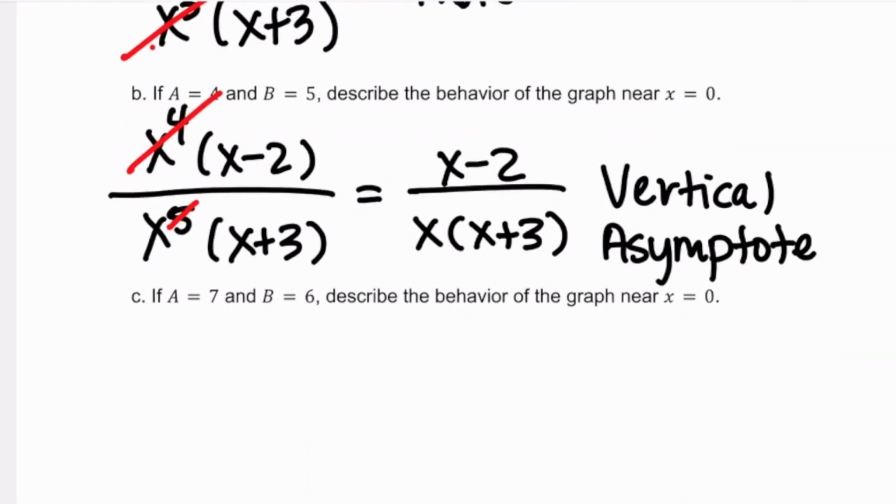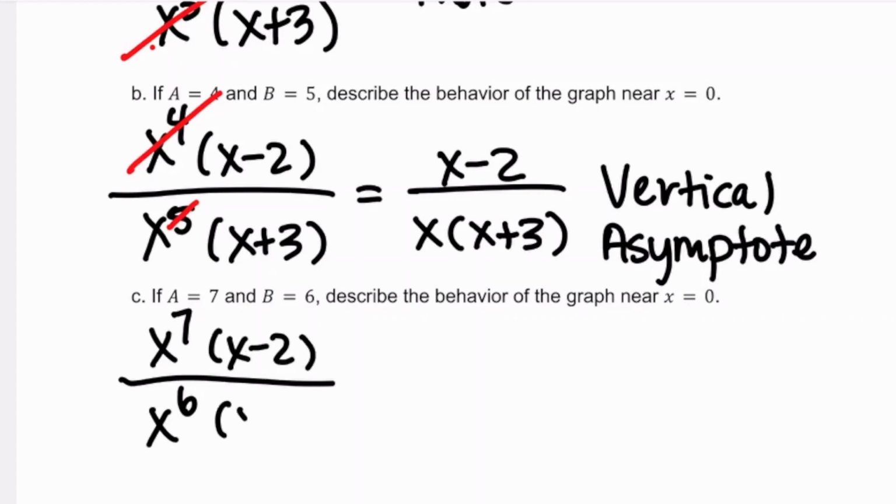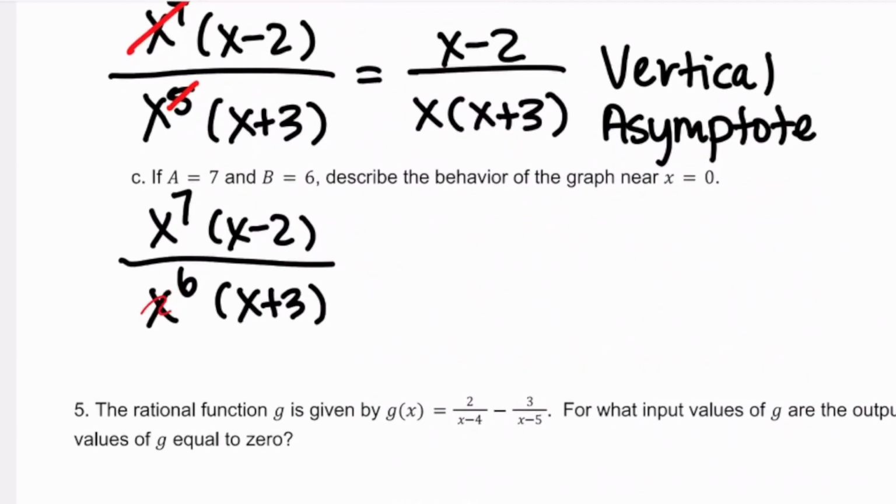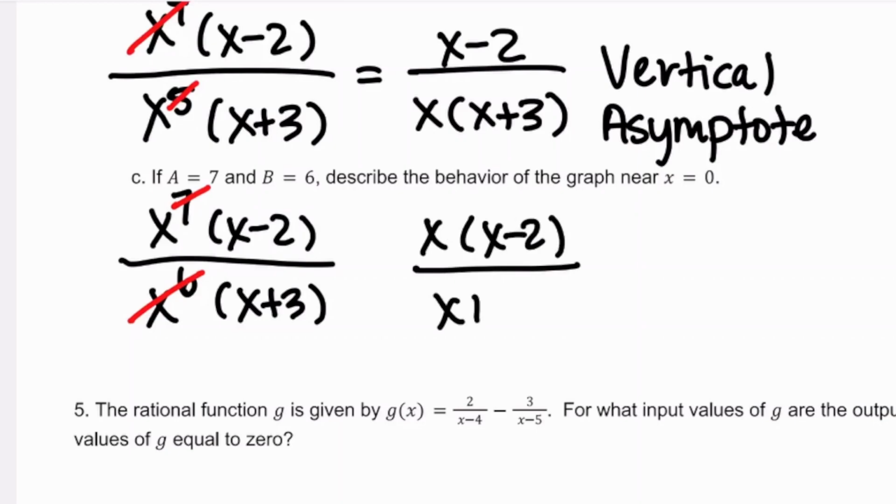A equals 7 and b equals 6, so the degree of x in the numerator exceeds the degree of x in the denominator. Describe the behavior of the graph near x equals 0. Kind of the same idea here as the other one. All but one of the x's will cancel off, so I'll be left with an x in the numerator this time. So x times x minus 2 over x plus 3.